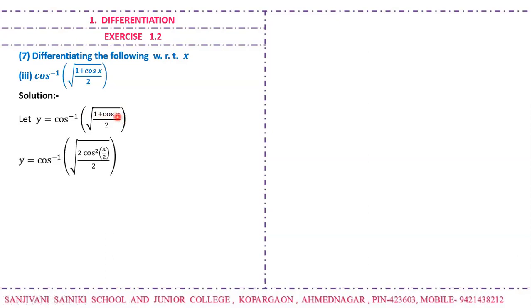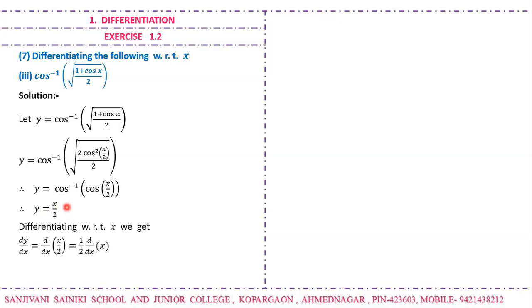So here is not 2 theta, here is only theta. So 1 plus cos x, we have to use the half angle formula, 2 cos square x by 2. So this 2 will cancel, and only 2 cos square x by 2 remains. This square root and this square will cancel to each other. We get cos inverse of cos x by 2. Again, we use the property cos inverse of cos x is x. So we cancel each other and we get x by 2. And the derivative of this x by 2 is only half.